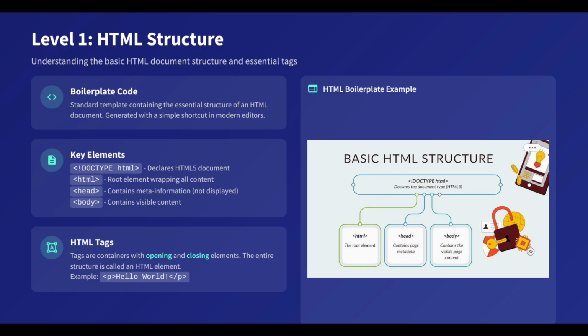Now let us talk about the HTML tags. Tags are like containers. For example, if we want a paragraph, we use the P tag. We have an opening tag P, the content of the paragraph, and then again a closing tag of P. This entire thing, the opening, content, and closing tag, is an HTML element.